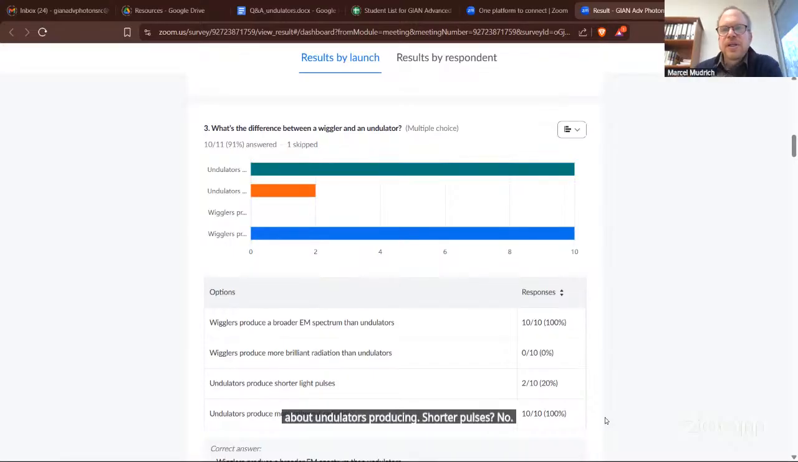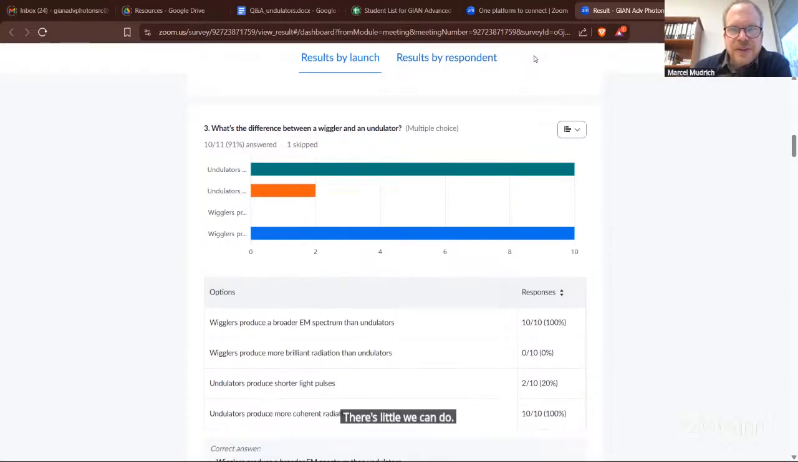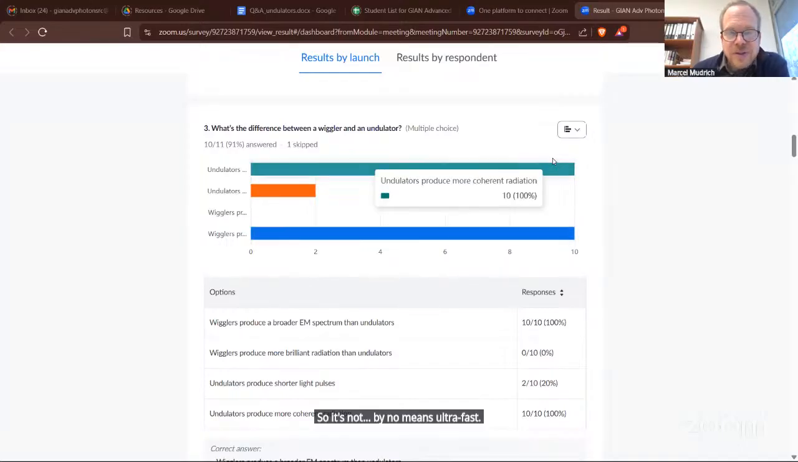No, that's not true. The time structure is the same for undulators and wigglers, and that's just given by the electron bunches. The pulses emitted by any insertion device at a synchrotron are always like 10 to 100 picoseconds, so rather long. There's little we can do to get shorter pulses. It's by no means ultrafast in the usual way of operating synchrotrons, at least. So for short pulses, we need FEL.